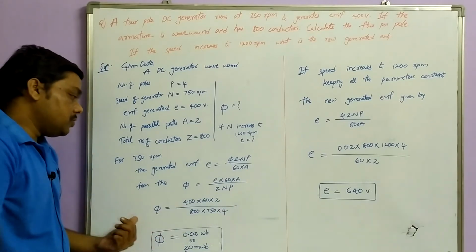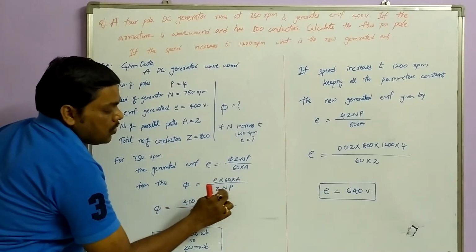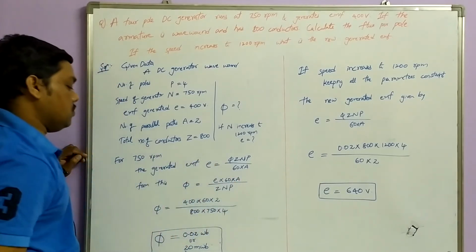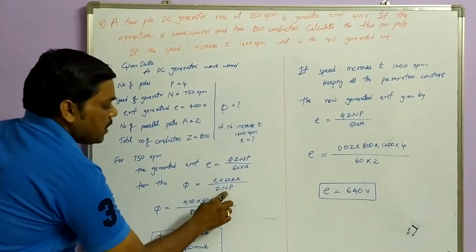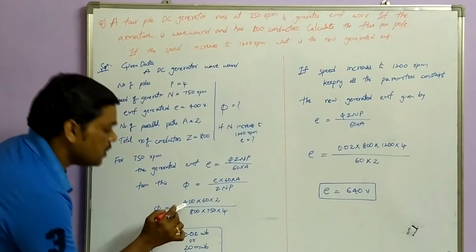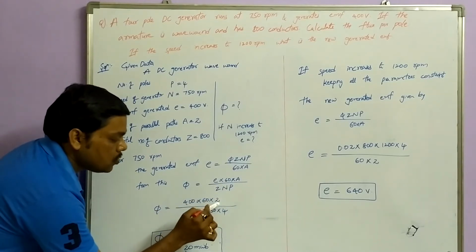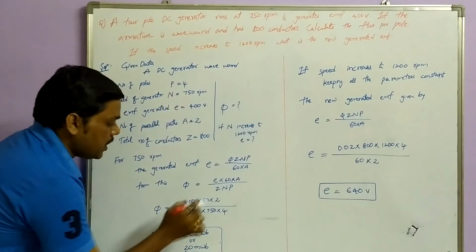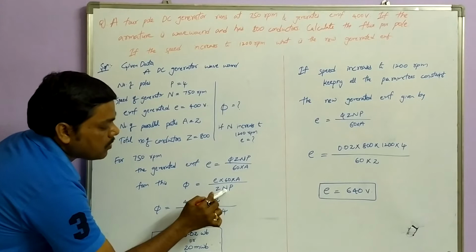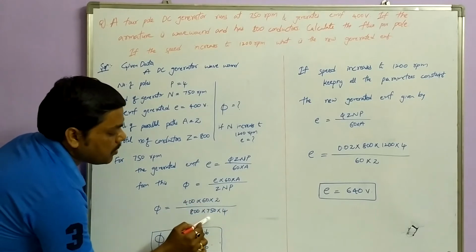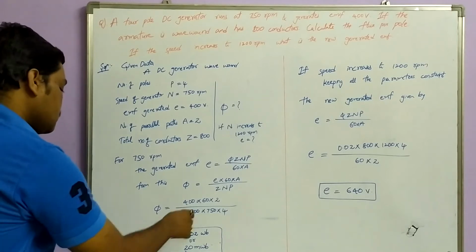Now substitute the E value, A value, Z value, N value and P value. What is the E value? 400. And what is the A value? 2, since it is a wave winding. And the number of conductors is 800, and the speed of the generator is 750 rpm, and the number of poles is 4. Now if you simplify this, what do you get?